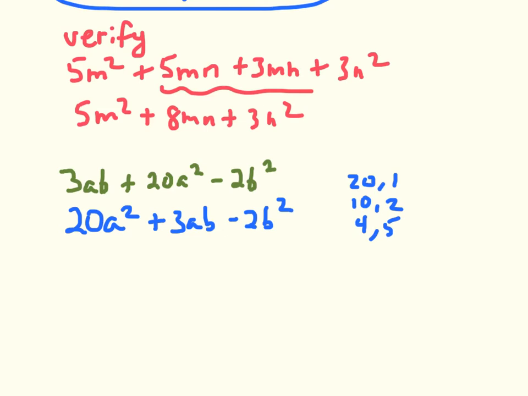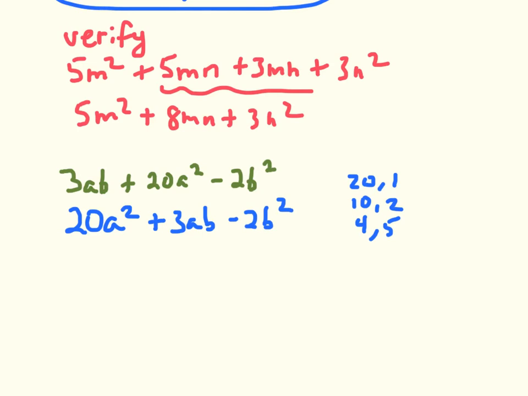But I'm pretty sure it's not going to involve the 20 because I've got this really low coefficient of 3 there. So if I have 20 involved, it's going to be very tough for me to get back down to 3ab. Same with the 10, quite frankly. So I'm thinking it's something to do with the 4 and the 5.